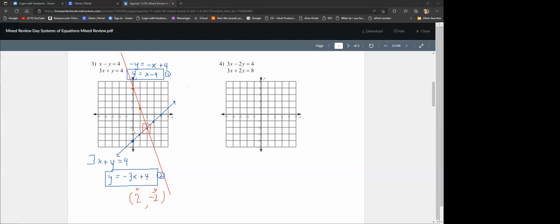Any questions on that one? Nope. Okay, so couple things. First, put it in y equals format. Second, start at what point? Which point do we start at? The y-intercept. Then what's the third step?